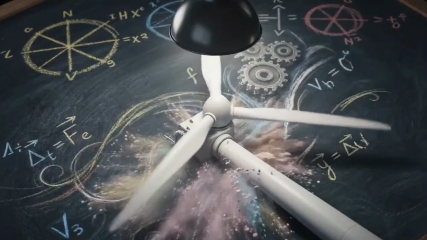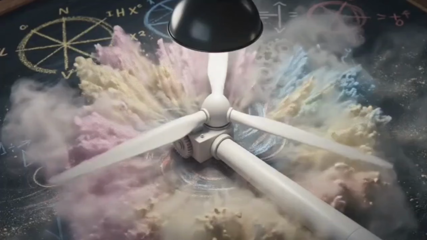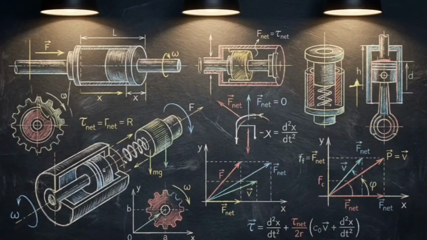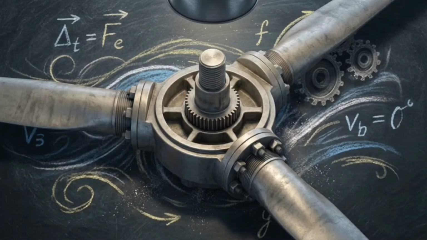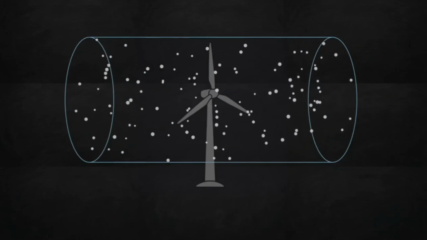Capturing wind energy requires a collision. We are forcing rigid mechanical engineering to extract power from a chaotic fluid environment. The engineering problem is one of conversion, intercepting a linear mass of moving air and turning it into localized rotational torque. This 3D representation shows a moving column of air.